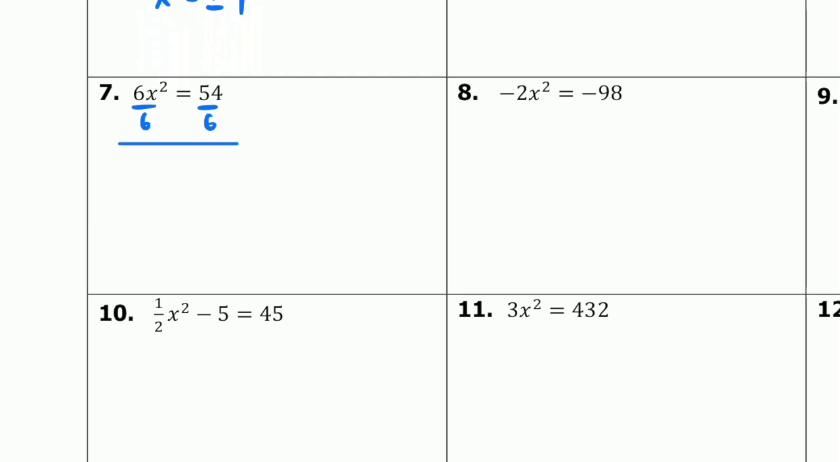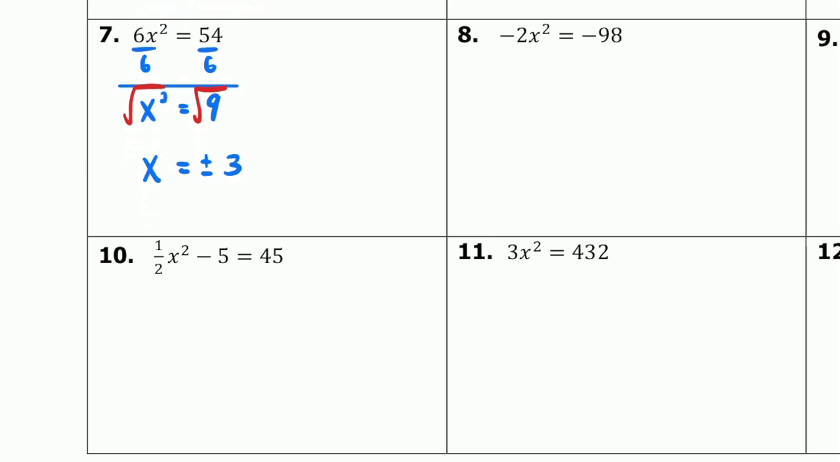Once I get that done, that will give me x squared is equal to 9. And now this looks just like the ones we had before. I take the square root of each side. And so the square root of 9 is going to give me 3. So my answer will be plus or minus 3. Again, this works just like the previous ones, except instead of adding or subtracting something, this time we are dividing.